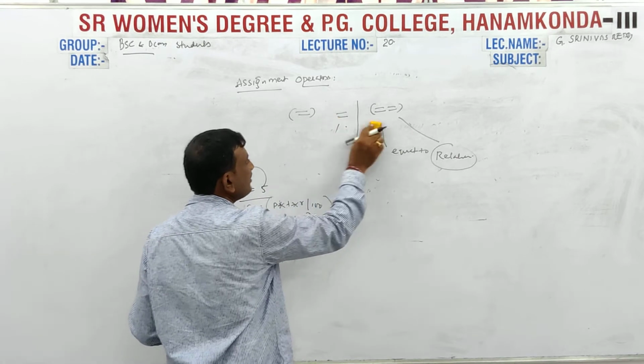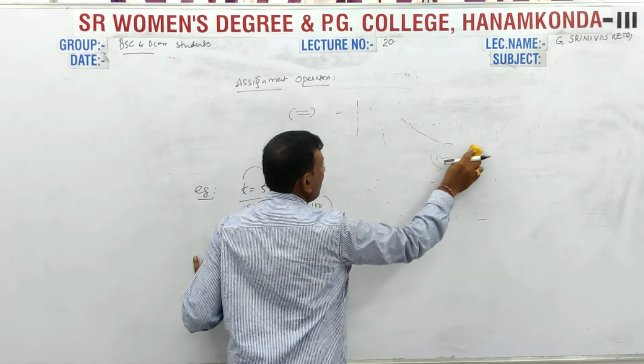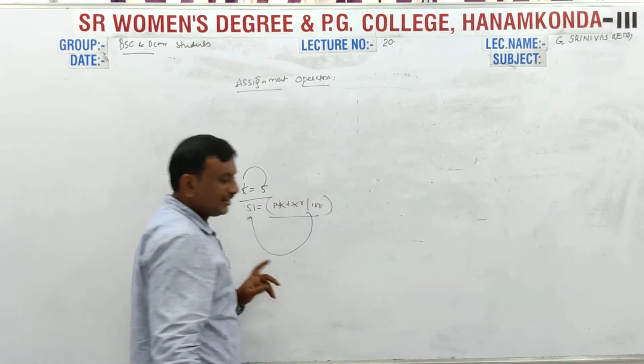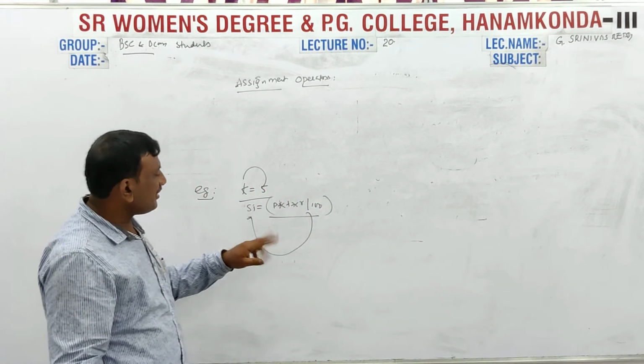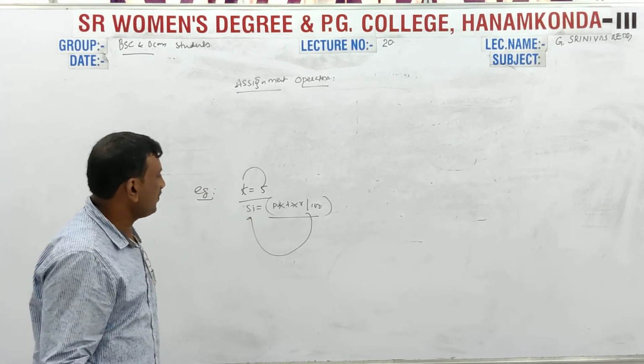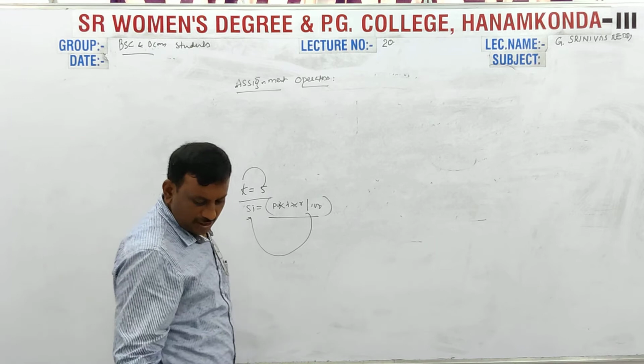This is assignment and this is equivalent. Both are distinct. Equivalent is a comparison, equal. A value can be assigned and an expression can be assigned to the variable. That is the purpose of using the assignment operator.